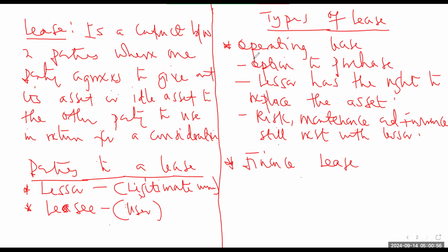What is a finance lease? What differentiates a finance lease is that the lessee has the option to purchase the asset after the lease period. Mostly the lease covers half of the useful life of the asset. So you can be seeing statements like that: it covers half of the useful life of the asset.